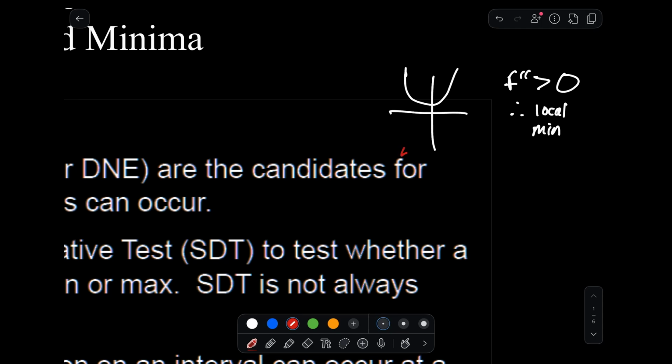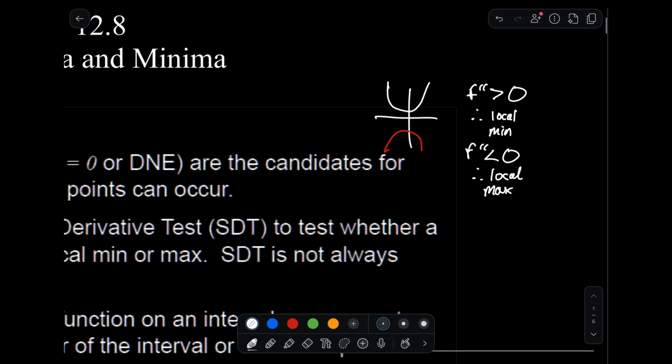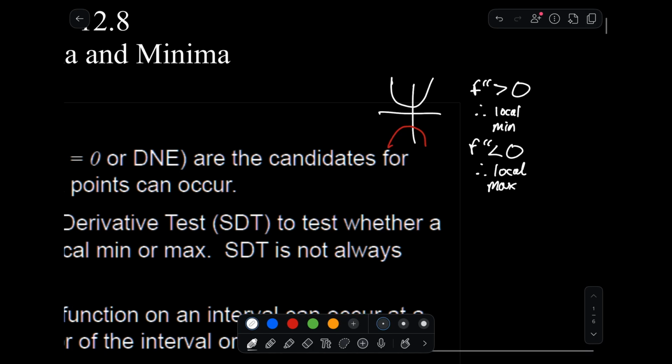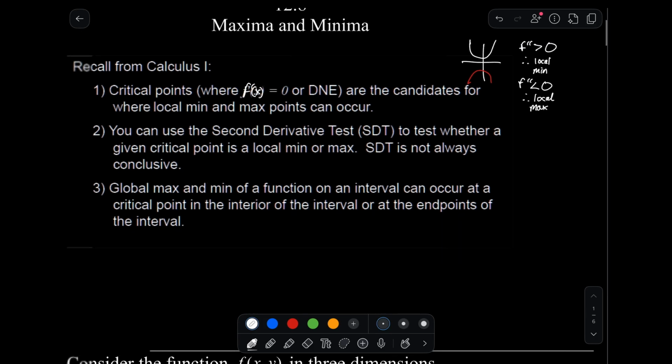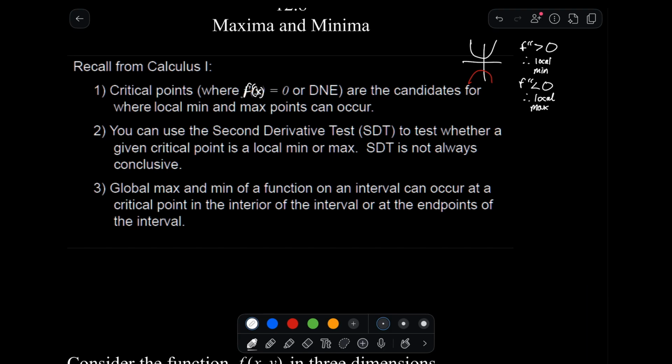And if this was going downward, f double prime is less than 0, therefore it's a local max, right? So there's some familiar ideas, hopefully from Calculus 1 that we can recall and are actually going to be applied with partial derivatives instead of just taking the derivative with respect to a single variable function, right? And we know that global maxes and mins on a function on an interval can occur at a critical point in the interior or at the endpoints of the interval.